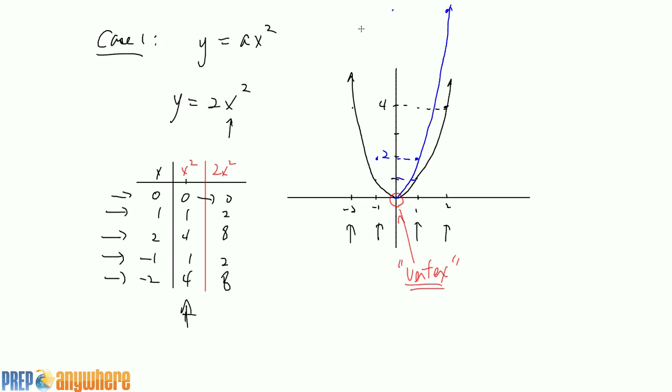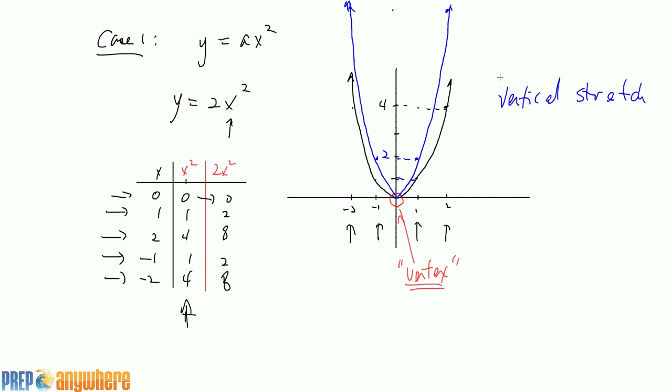Now, skinnier is not a formal math word. So do you see how nothing changed about the x value? The y value went up twice as fast, right? So something changed vertically, nothing changed horizontally. So we call this a vertical stretch.